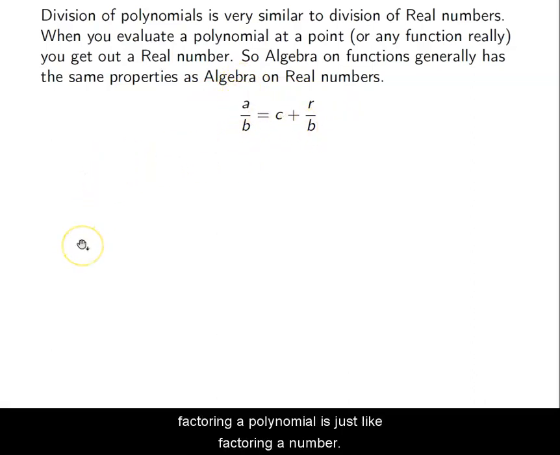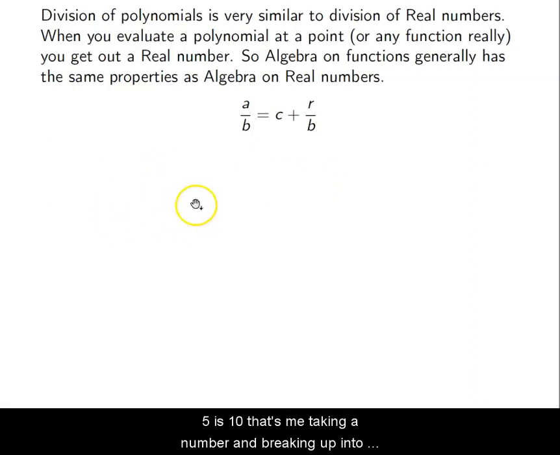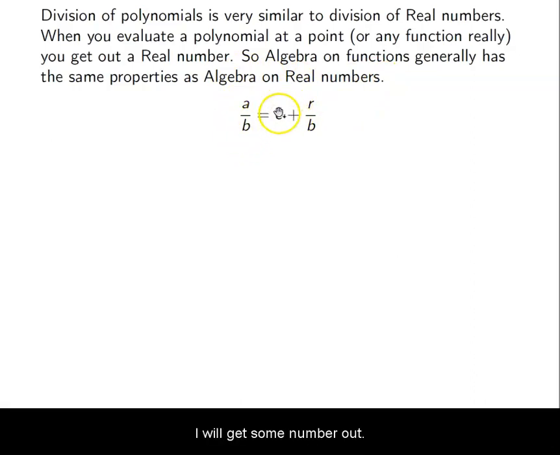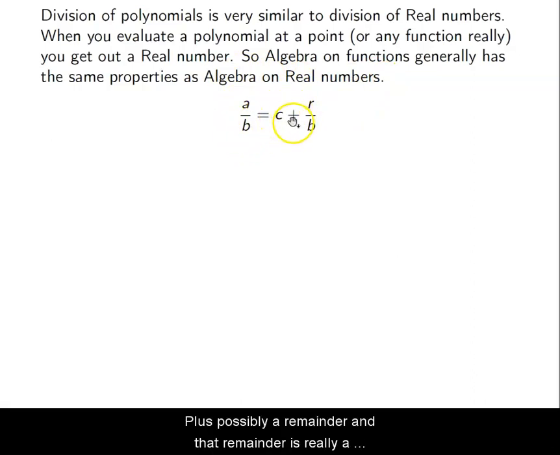Just like factoring a polynomial is just like factoring a number, right? 2 times 5 is 10. That's me taking a number and breaking it up into factors. It's the same thing with the polynomial. I can take a polynomial and break it down into its factors. So when we're talking about algebra on regular real numbers, if I have A divided by B, I will get some number out plus possibly a remainder. And that remainder is really a fraction of my divisor.